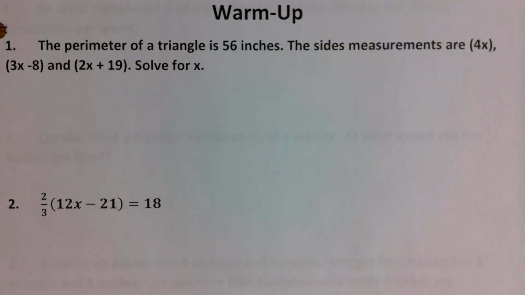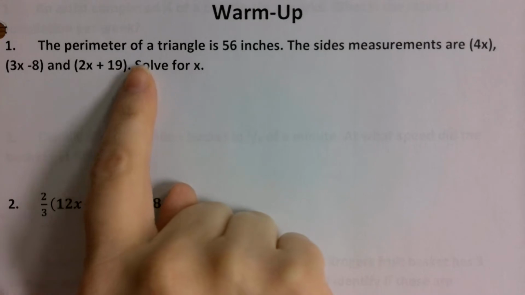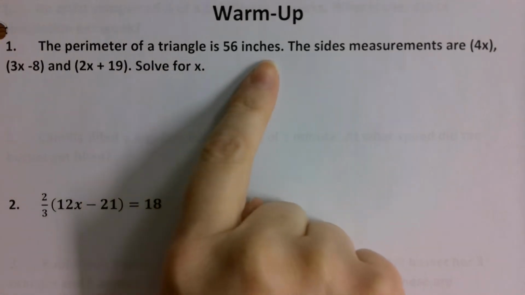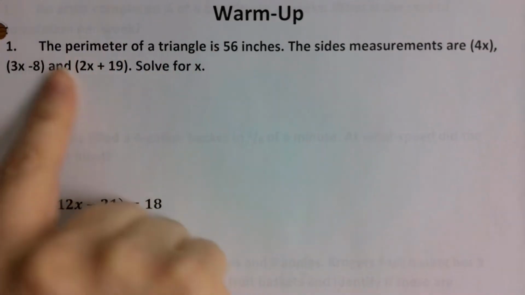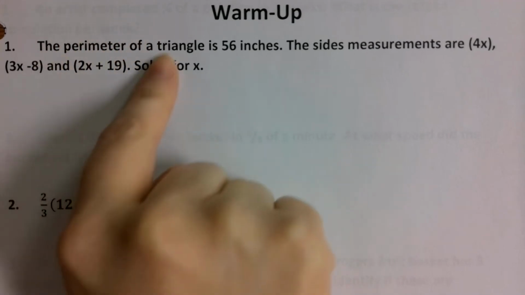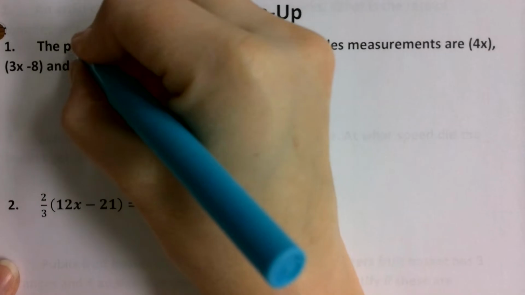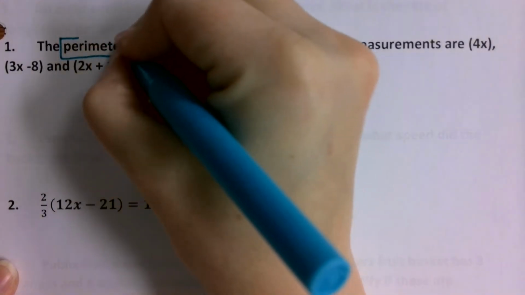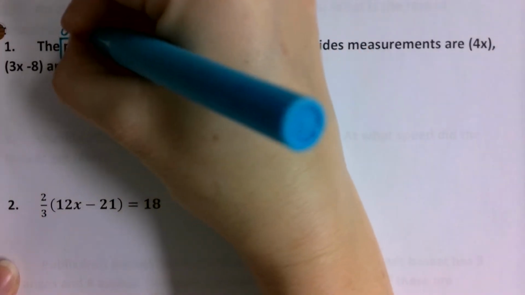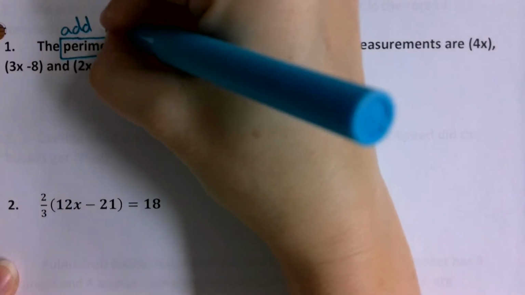Do that right now. All right, so for problem number 1, it says the perimeter of a triangle is 56 inches. Again, the term perimeter, we've gone over this so many times. When we talk about perimeter, what does that mean we're doing with all the sides? Adding. We're adding all the sides. Whenever we see the word perimeter, we are taking all the sides and adding them together. That's all we're going to do. We're going to add all the sides.